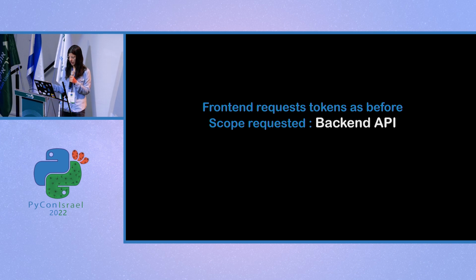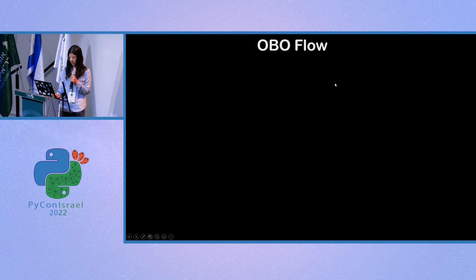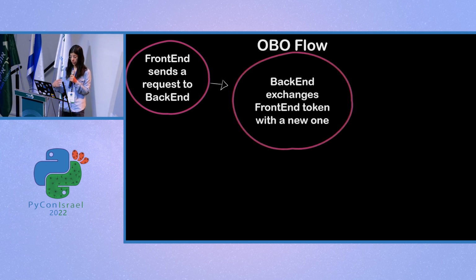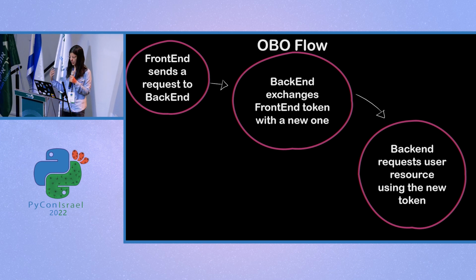Now, the frontend requests the tokens exactly as before, but instead of putting the OpenID in the scope, it puts the backend API scope. It continues here when the frontend sends a request to the backend, and the backend takes the frontend token and exchanges it with a new one. So there are 2 token requests here, one on the frontend side and the second on the backend side. After that, the backend gets its newly generated token and requests the user resource on behalf of the user, but with the newly generated backend token.